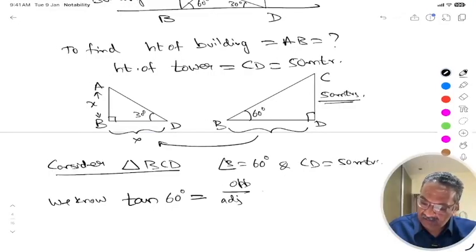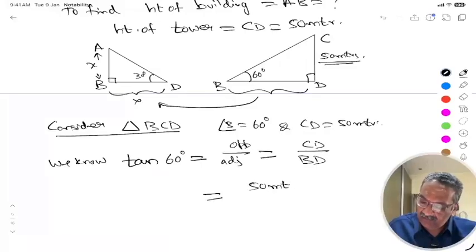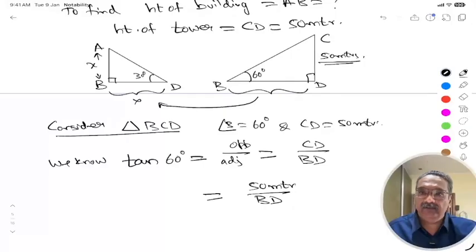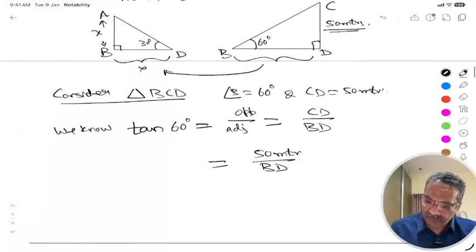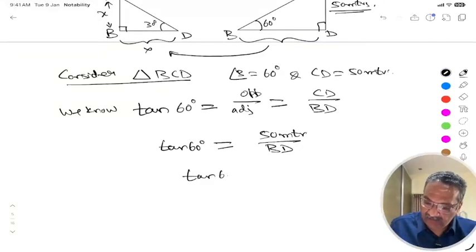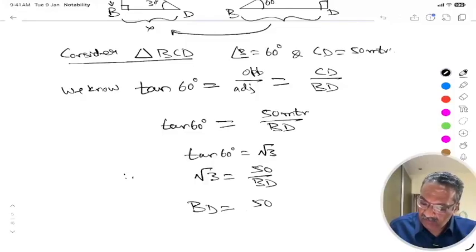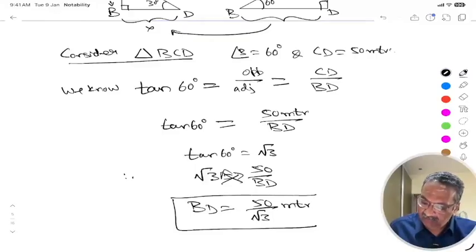by adjacent, which is equal to opposite, how much is it? CD by BD. Okay, so what is CD? CD is 50 meters by BD we have got. All right. Okay, this is nothing but tan 60. But what is tan 60? Value of tan 60? Tan 60 degree is equal to root 3. Therefore root 3 is equal to 50 by BD. Hence BD is equal to, cross multiplying, 50 by root 3 meter.